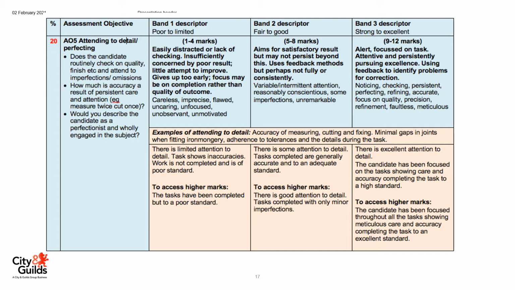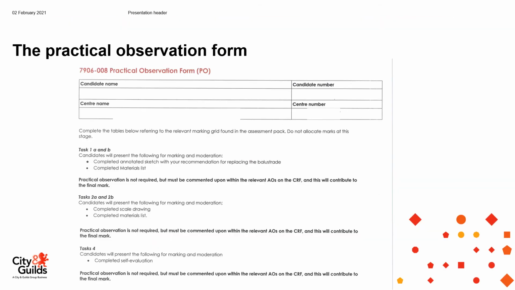So I hope that helps you looking at how the band descriptors work, and how we'll look at how to use these when completing the practical observation form. The practical observation, or PO form as it's called, is used for the marker to record what the candidate produced during the practical assessment. Task 1A, 1B is not recorded, neither is 2A and 2B or task 4. It's purely for the marker to record what they are seeing during the practical observation only.